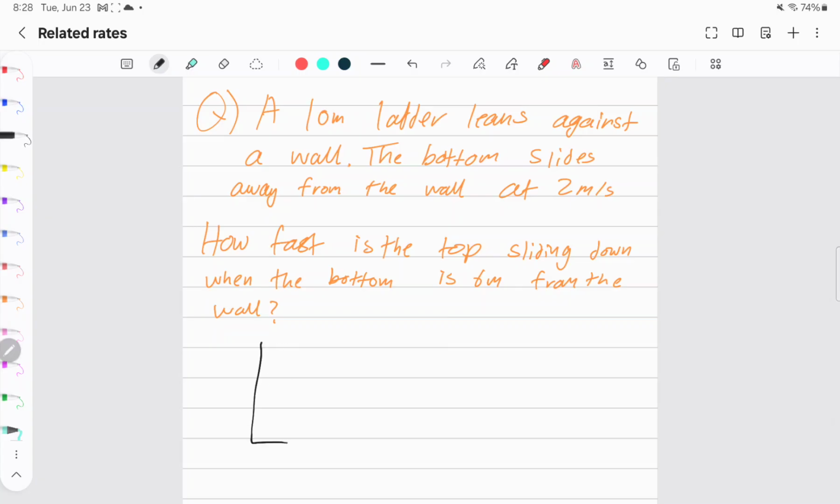First of all, we have a wall, and then we have a ladder. Oh my god, my ladder is pathetic. Let me redraw these things. So let's just say this is the wall, and this was the ladder. Now a 10-meter ladder, so we know that the length of this ladder is simply 10 meters. And now a 10-meter ladder is leaned against the wall, just like in my picture. Now the bottom slides away from the wall at 2 meters per second.